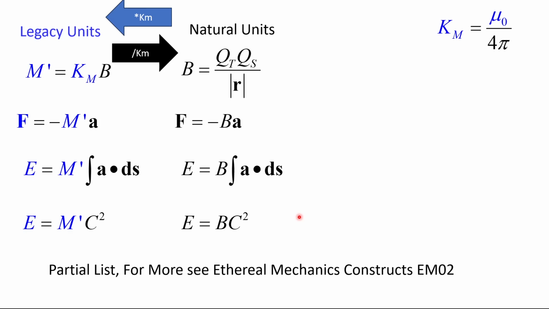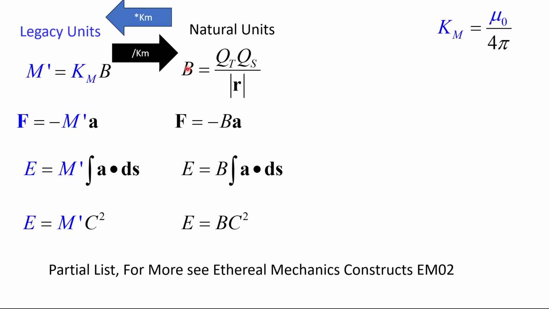To go forward now, we're going to talk about legacy units. Legacy units we represent in blue. If you have no ink, then you just say legacy force or natural force. Natural units are represented with black ink. Up here, this is kilograms, this is burls.